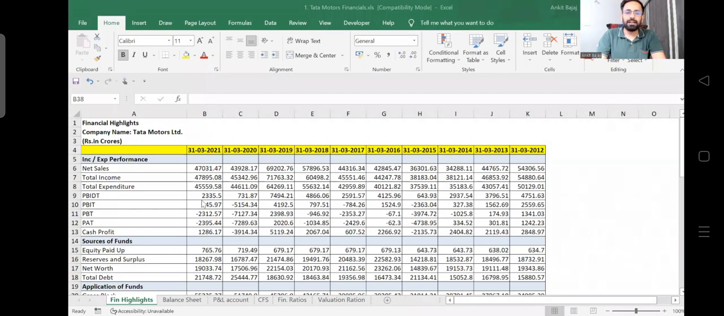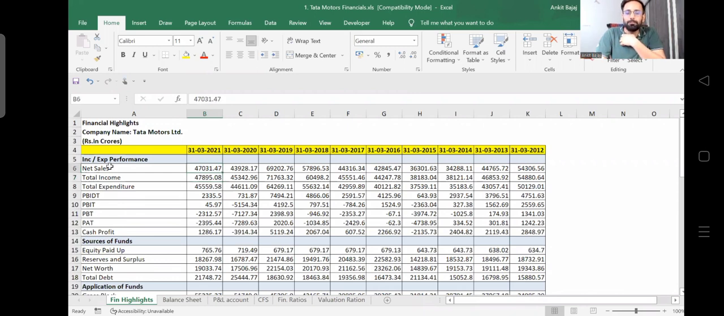Yeah. So if you see here, this is the glimpse, or you can say financial highlights of Tata Motors. We have already covered everything, but I would like to give you the summary of financials. So if you see, net sales is given here. Total income is given here. Now, what is total income? Total income means sales plus other income, right?